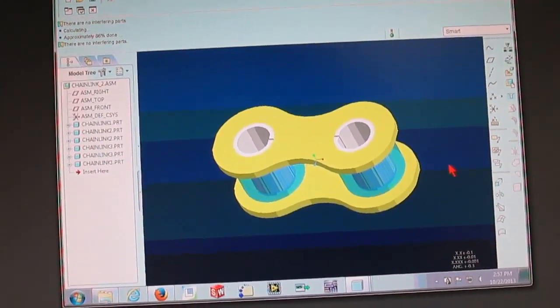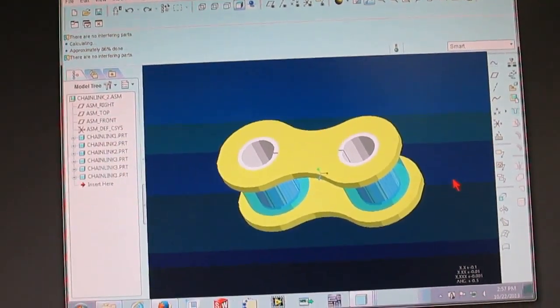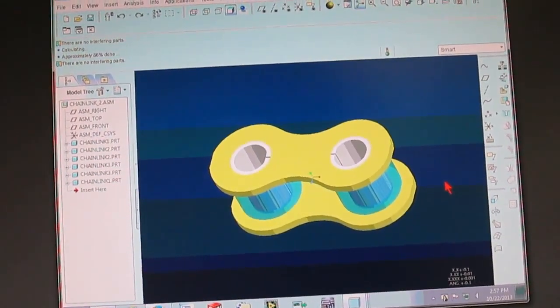Okay, here we go. Exploded view. Take a deep breath. Take a break.